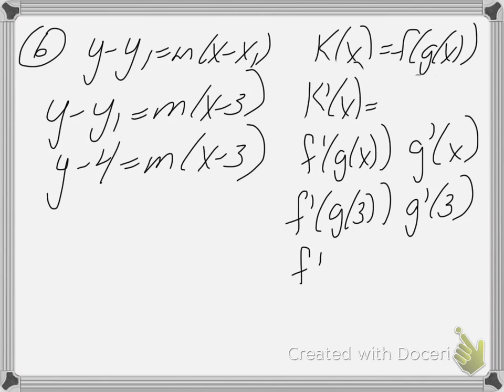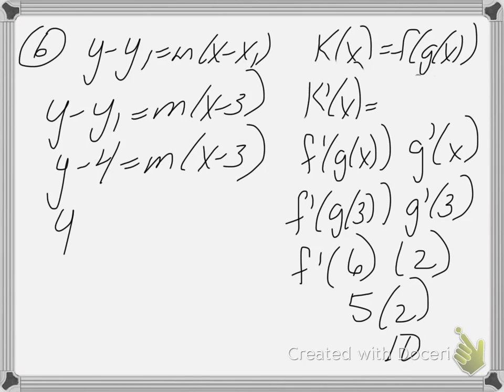Okay, so g of 3 is 6. g prime of 3 is 2. f prime of 6 is 5. So we get 10. Okay, so it says to write an equation for the tangent line. Here we go, that's it.